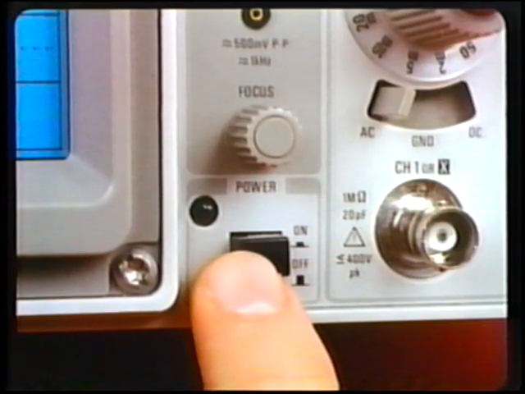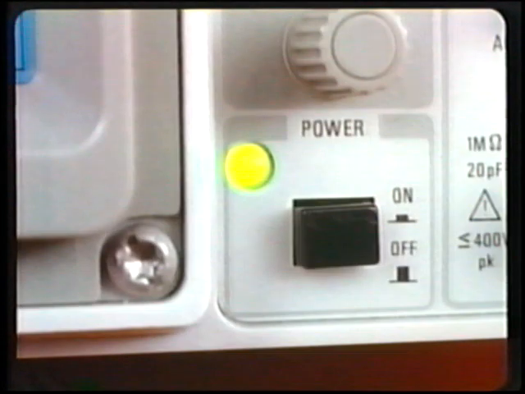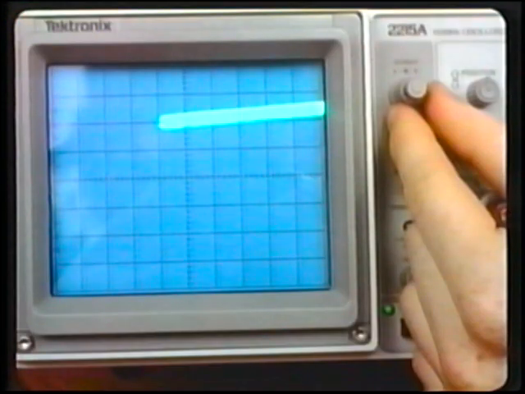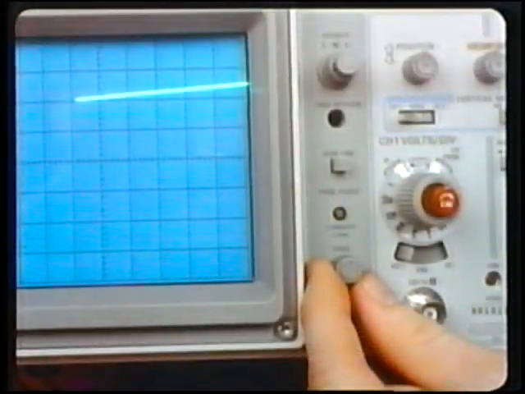Next, press the power switch to the on position. The pilot lamp should light. Now wait 10 to 15 seconds for the unit to warm up. Then, rotate the A intensity control until a trace appears on the screen. Next, adjust the focus control for the sharpest trace possible. The focus should be adjusted whenever the intensity is changed.